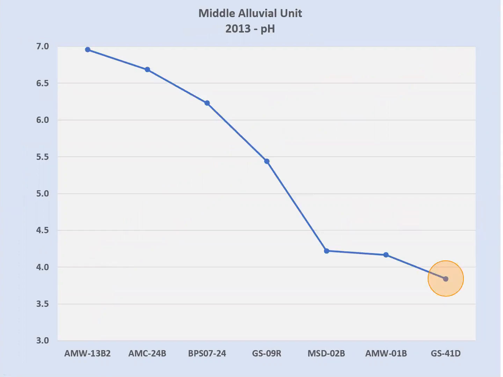But another important factor to understand is that a lot of this is controlled by the pH of the water in the aquifer. So starting at the Parrot tailings again, at GS 41, we have a pH that's about 3.7, 3.8, so pretty acidic. It also means that copper and zinc will stay in solution pretty readily. By the time we get down to Blacktail Creek at AMW 13B2, we're all the way up at fairly neutral water.